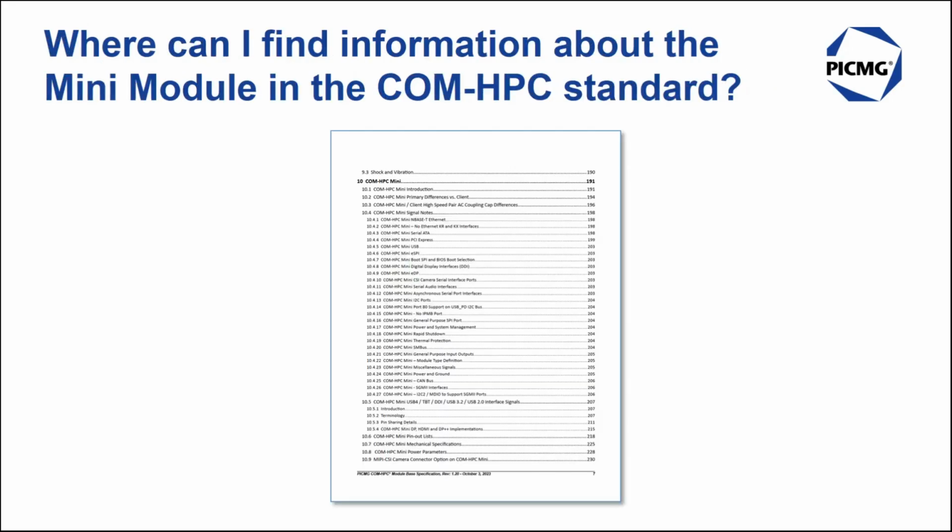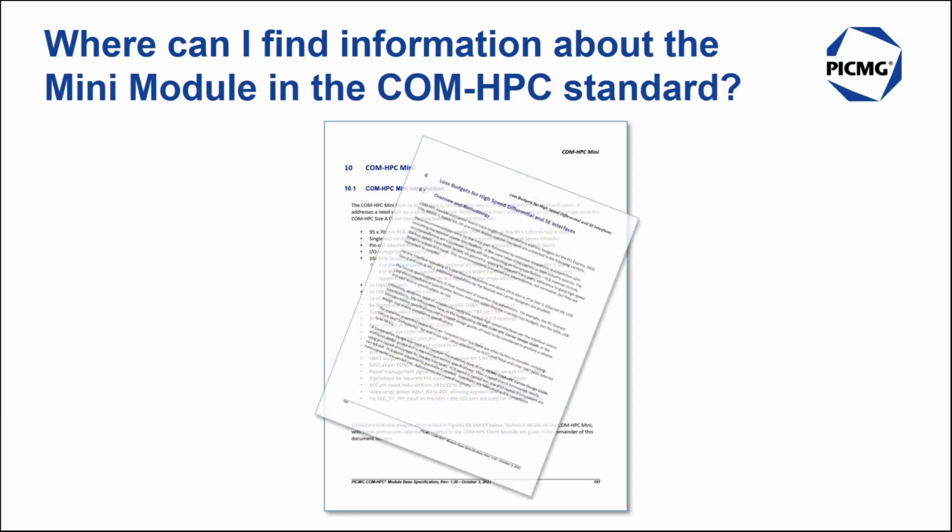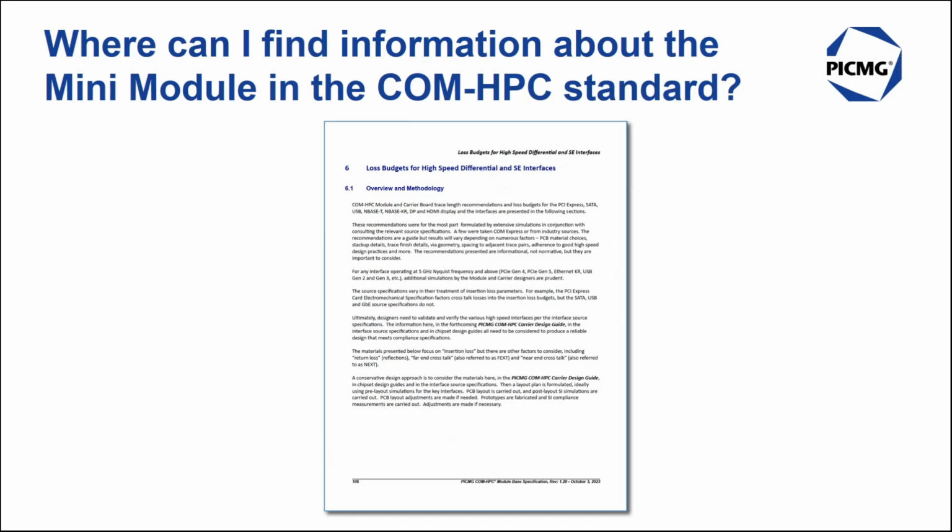Where can I find information about the mini module in the COM-HPC standard? The specification is structured in such a way that the information about the COM-HPC Mini is described in a separate chapter, Chapter 10. Many contents from other chapters of the specification also apply to the COM-HPC Mini type. As an example, I would like to mention the chapter that describes the loss budget. The content of this chapter also applies to COM-HPC Mini since it deals with general signal integrity topics.